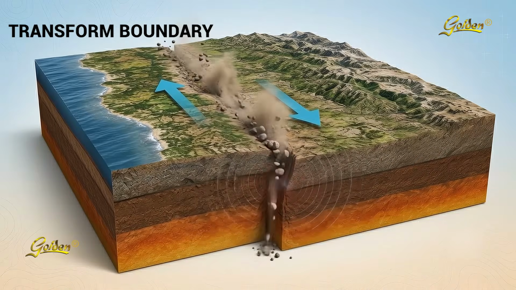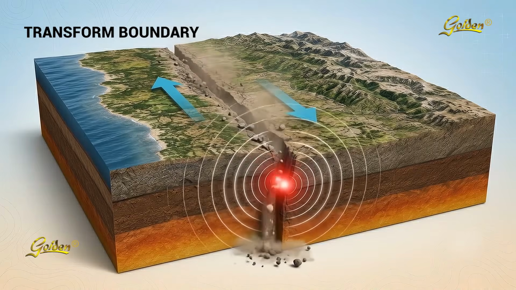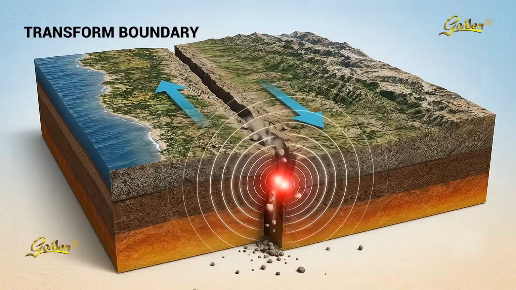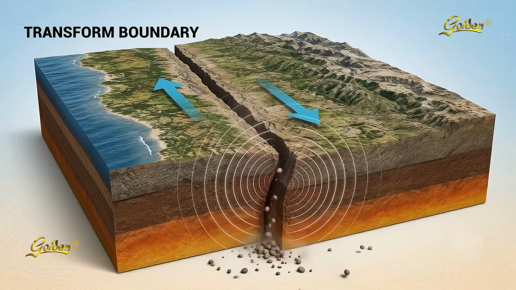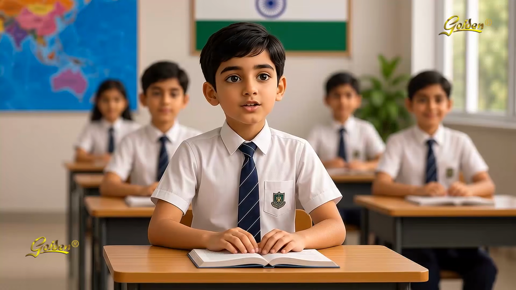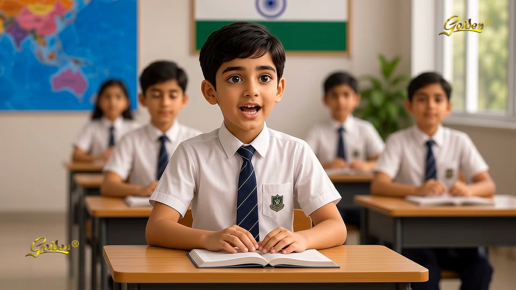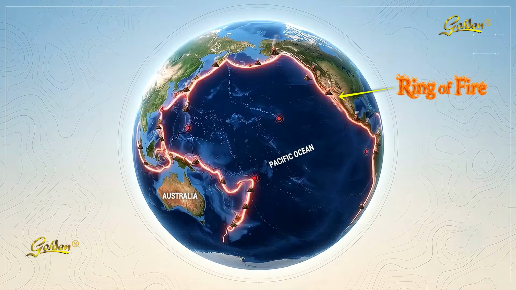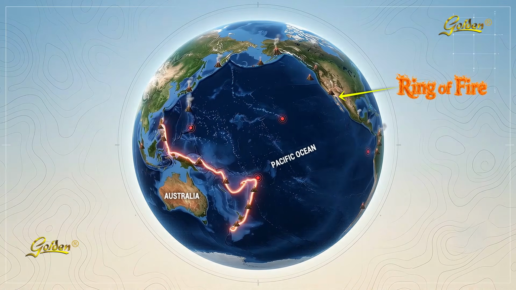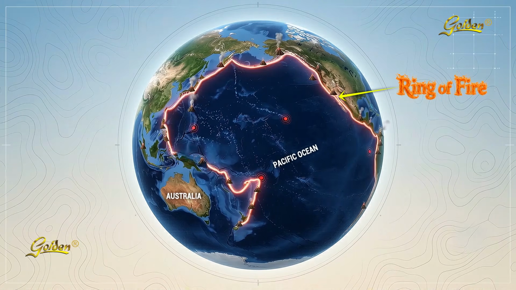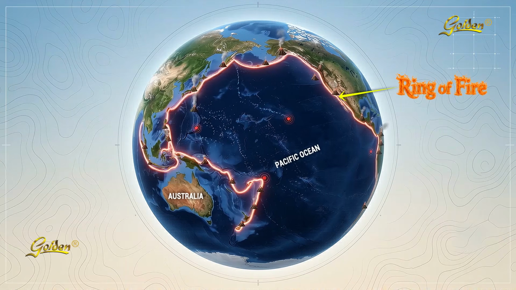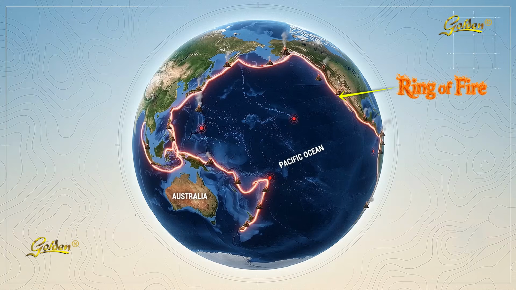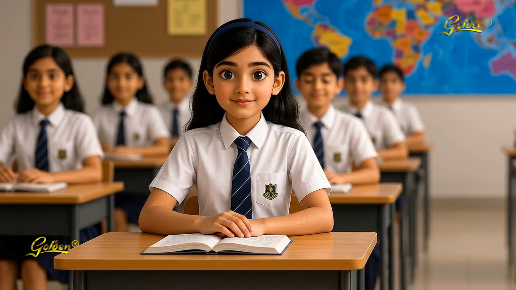Finally, a transform boundary is the place where plates slide past each other horizontally. This friction causes severe earthquakes, like along the San Andreas Fault. So that's why we get earthquakes and volcanoes. Are they spread out everywhere evenly? Not at all. Most happen along these boundaries. The most famous zone is a massive horseshoe-shaped area around the Pacific Ocean known as the Ring of Fire.